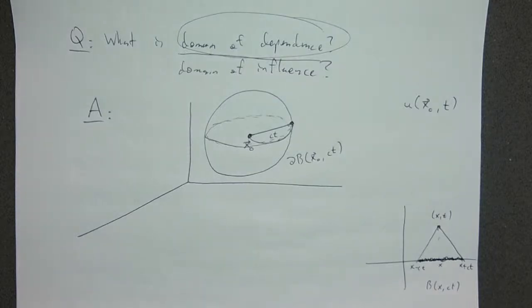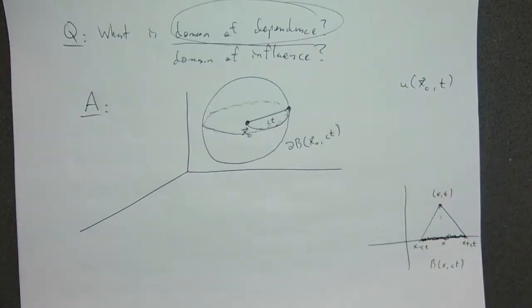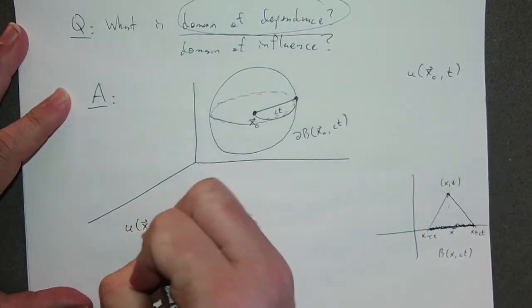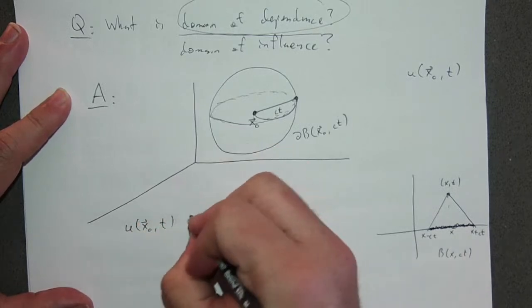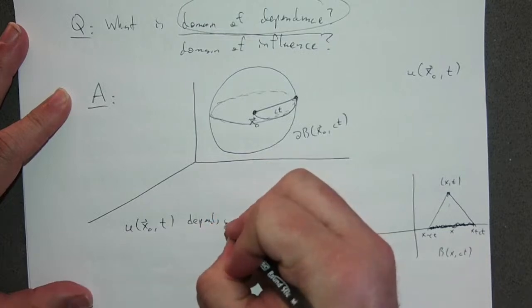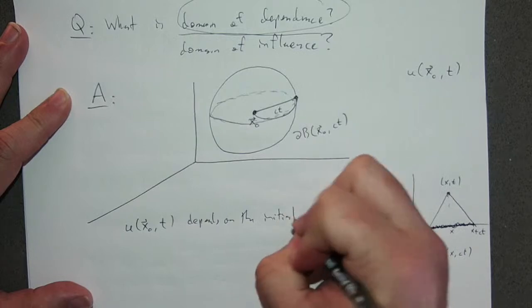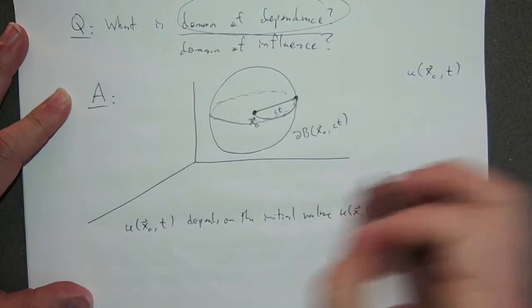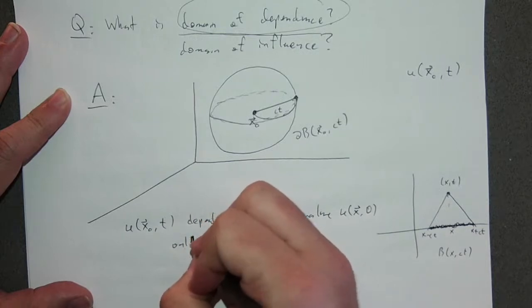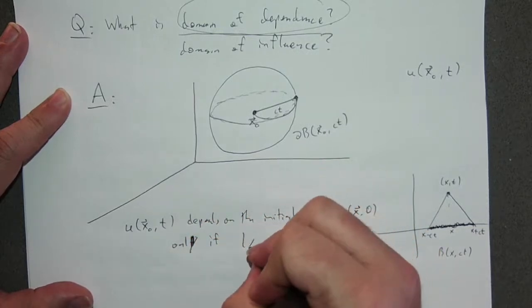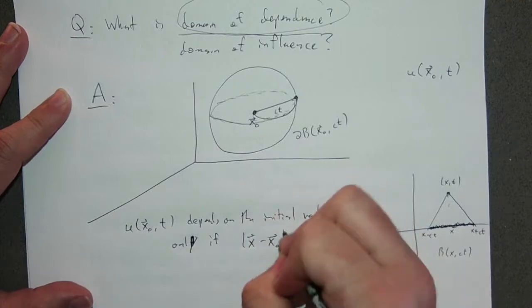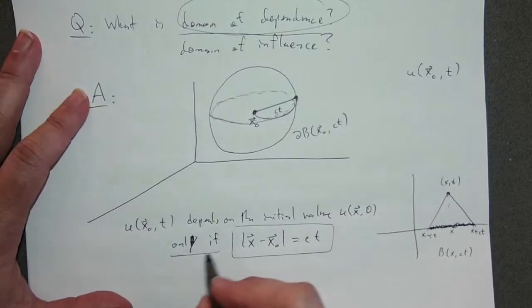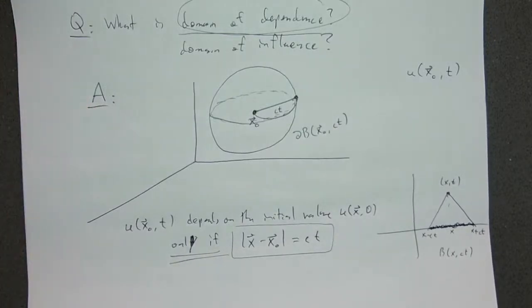And so the idea here is that u of x naught, t depends on the initial values, say u of x, only if the distance from x to x naught is exactly equal to ct. So only if it is on this boundary.